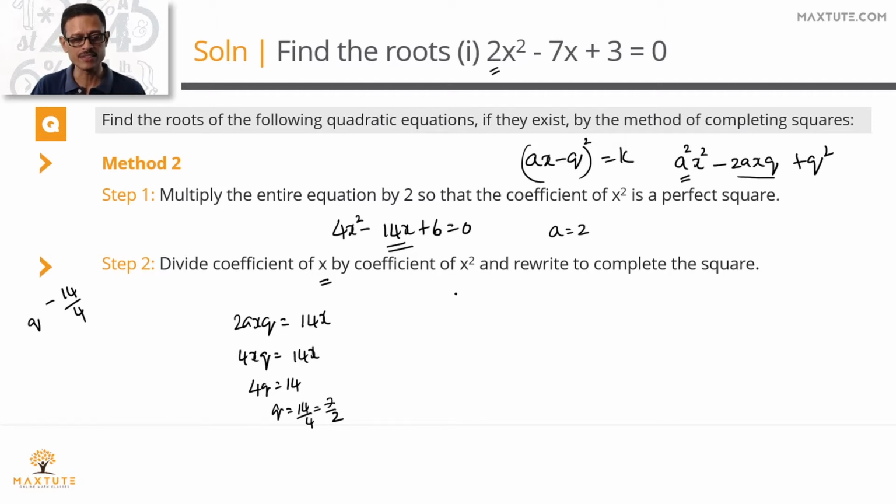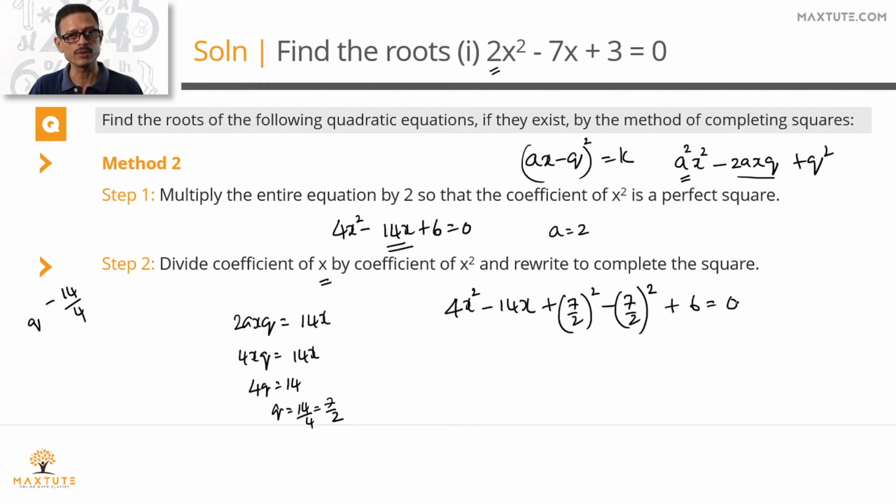Let's complete the square in this case also. So a square x square is 4x square. Minus 2axq is equal to minus 14x. Your q is 7 by 2. So you're going to add a q square to it. So that's 7 by 2 the whole square. We've added 7 by 2 the whole square. Subtract 7 by 2 the whole square. So the equation remains intact. 6 is still existing. So let's add that 6 to it and equate it to 0.